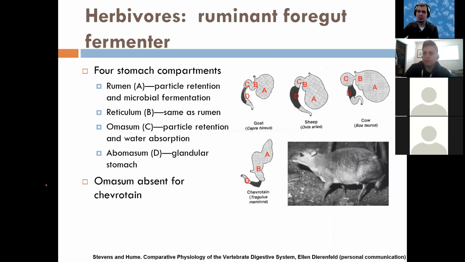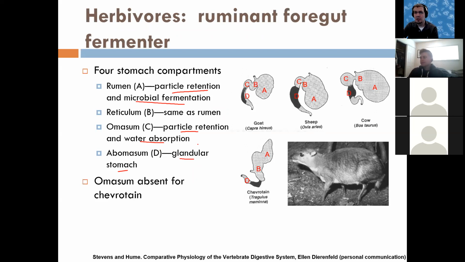Okay, and so to break down what we have in the forestomach exactly, we have the 4 compartments. We have the rumen, which is involved in particle retention and microbial fermentation. The reticulum, it's the same as the rumen. The omasum, we really don't know the primary function of the omasum, but it's probably involved in particle retention and water absorption. And the abomasum is a glandular stomach. So it serves the same function as in our stomach.